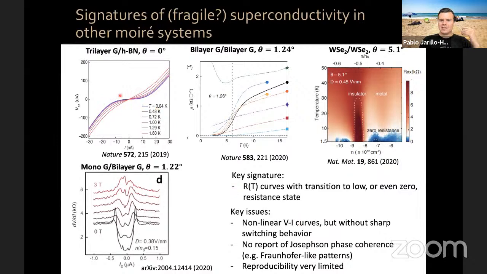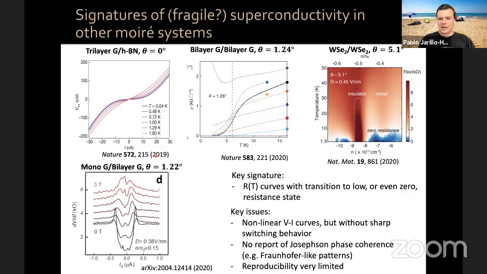And this is not necessarily superconductivity, okay? And most importantly, there's no report of just some phase coherence from Hofstadter-like patterns in any of these systems, okay? And the reproducibility in general has been very limited. It's not like the magical Balleyro thing where you can make 10 samples and always show superconductivity if you are within that magic angle range. These things have been sporadic reports and not very clear.